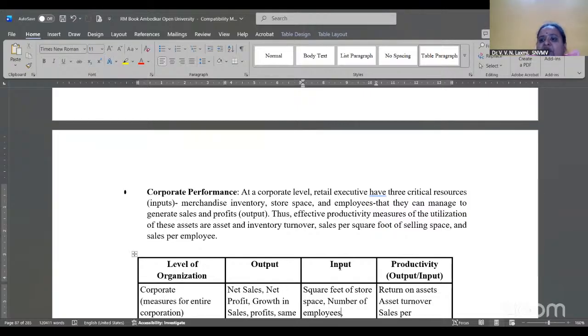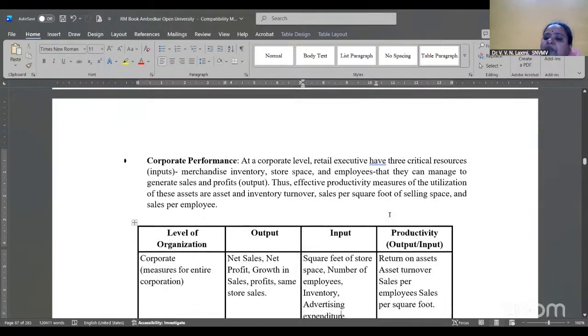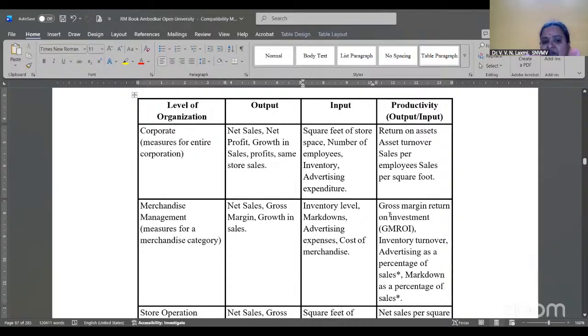Because in a store, whatever the space is there, in that space, the merchandise is carried. And the employees who are working in that particular store will be able to sell only that merchandise. So the store carpet area, the number of shelves, the merchandise carried by the retail outlet, and the number of employees working in that particular store will decide the final productivity of that particular store.